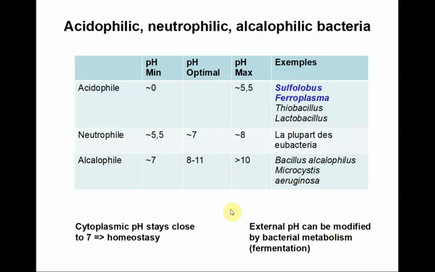So try and remember that one. So when bacteria are growing in acidic or alkaline conditions, the pH of the cytoplasm stays close to neutral. So that means that somehow these bacteria are kind of struggling against the pH outside the cell and trying to keep a neutral pH inside. So how does that work?